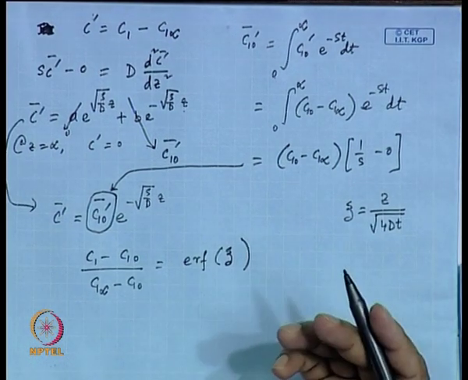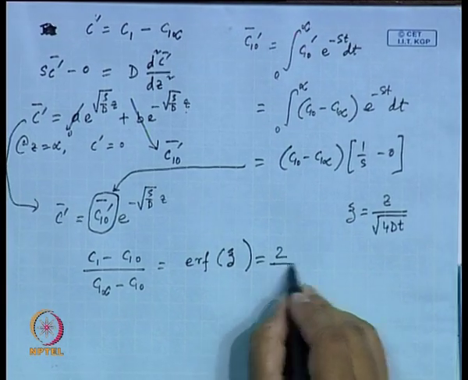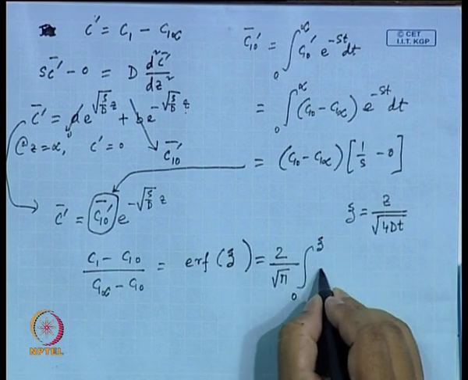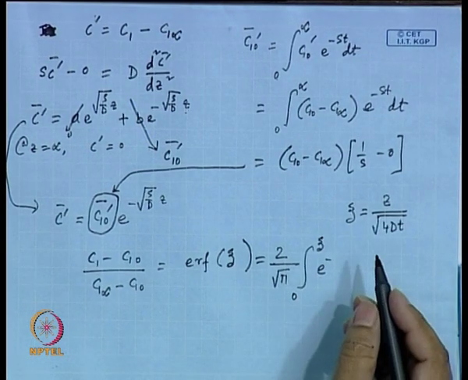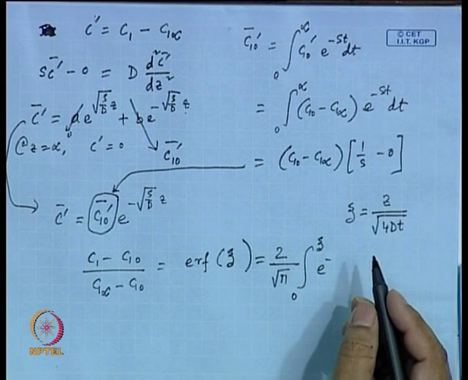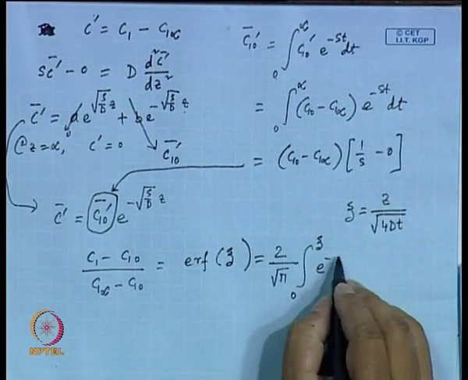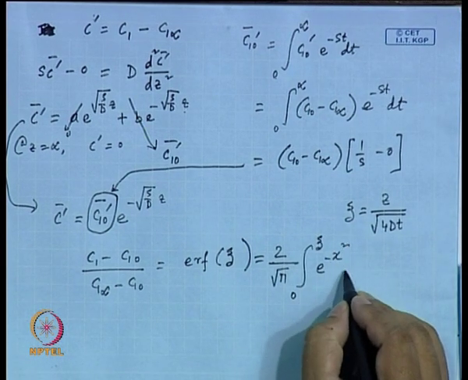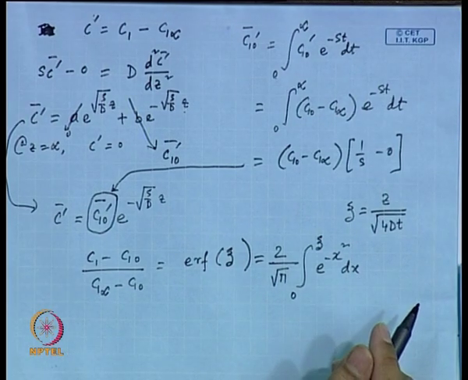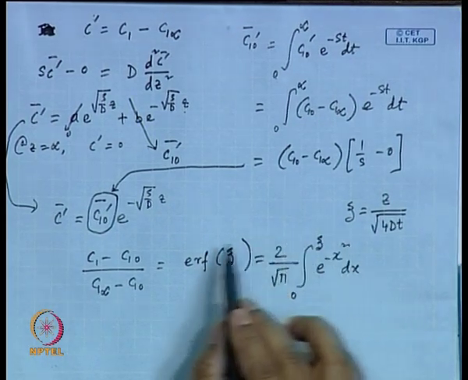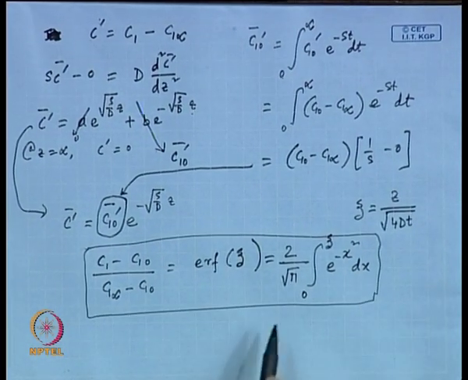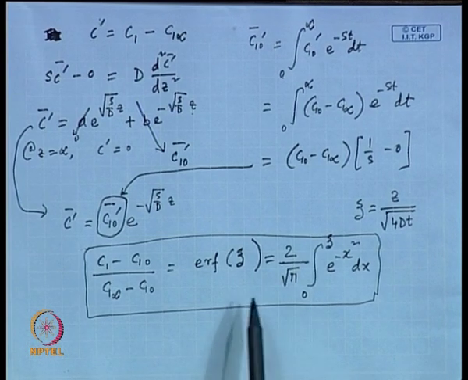And if you want to know exactly what this error function is, you can see this in any standard engineering mathematics book. It is 2 by square root of pi integration 0 to zeta e to the power minus x square dx. So, this is the final form that you have.